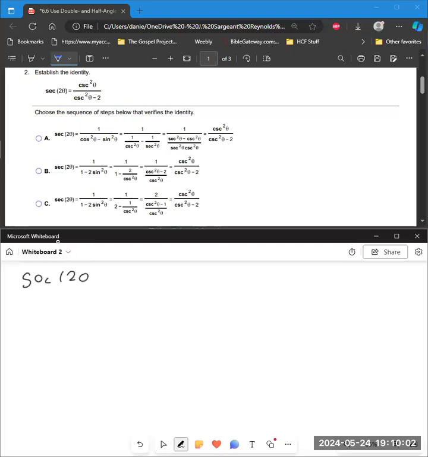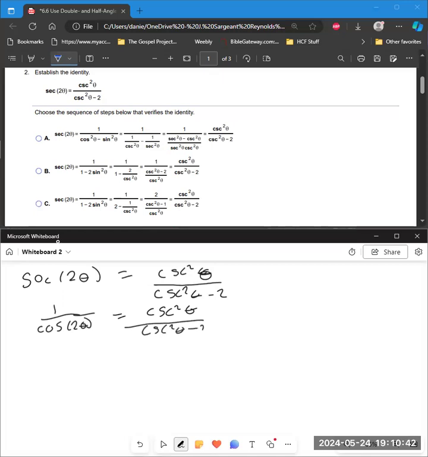So secant of 2 theta needs to be equal to cosecant squared theta over cosecant squared theta minus 2. They want you to start with the left-hand side and make it turn into the right-hand side. Not necessarily what I do, but let's go ahead and do that. This is going to be 1 over cosine of 2 theta. And cosine of 2 theta can be written in several different ways. That's why I don't like this method as much.